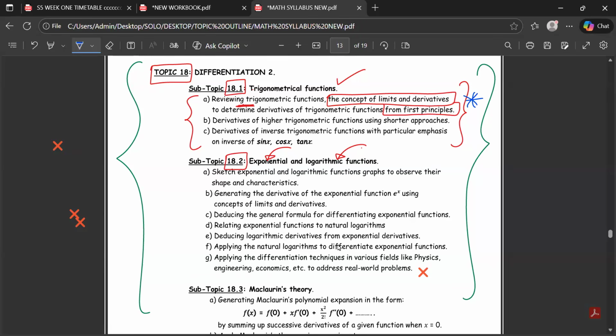So after that, we are going to determine derivatives of trig functions, but without using first principles. Those ones will come. Then in the same lesson today, we are going to look at the derivatives of higher trig functions using shorter approaches like the chain rule. Then if time allows and you people are so cooperative, we shall also look at the inverse trig functions, where our main emphasis shall be on the inverse of these three.